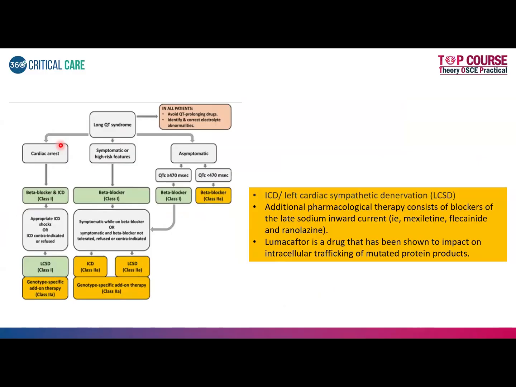If the patient has come in with a cardiac arrest, ICDs might be needed. And one might even need a left cardiac sympathetic denervation in such cases. Additional pharmacological therapy with blockers of the late sodium inward current, that is mexiletine, flecainide, and ranolazine, might be needed. And a newer drug called lumacaftor has also been implicated for this condition.